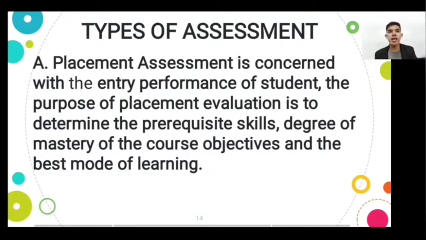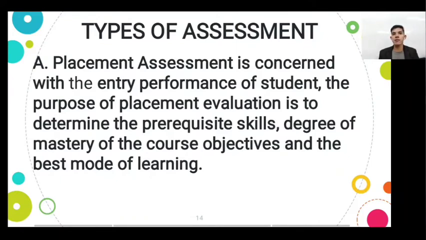So, next is that we have types of assessment. Ano ba yung mga types of assessment? Okay, we have types of assessment.